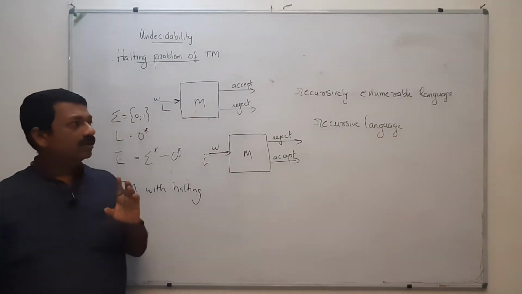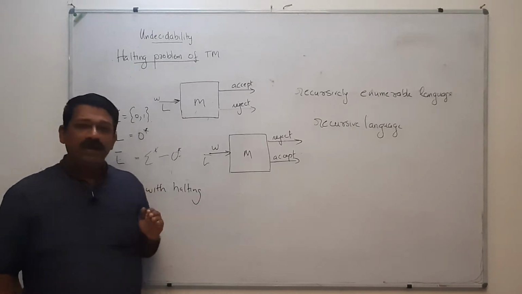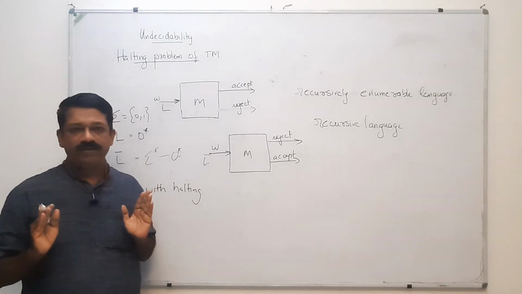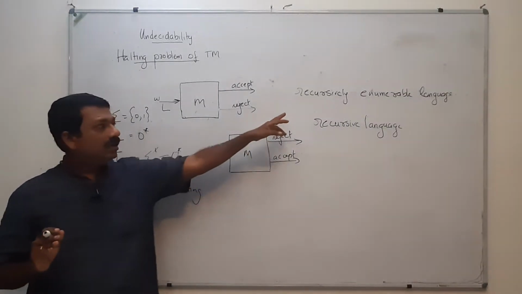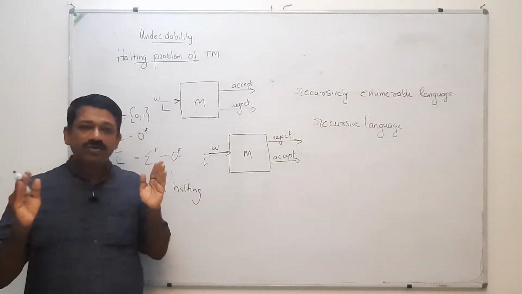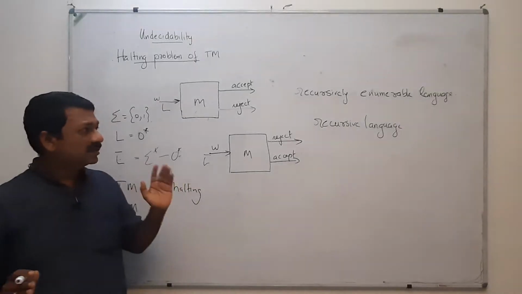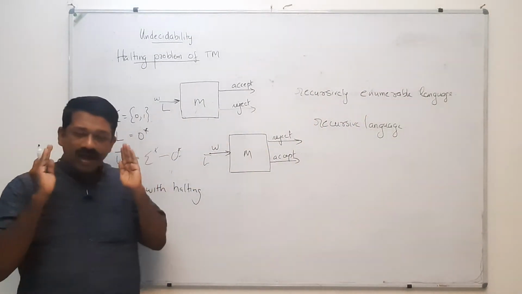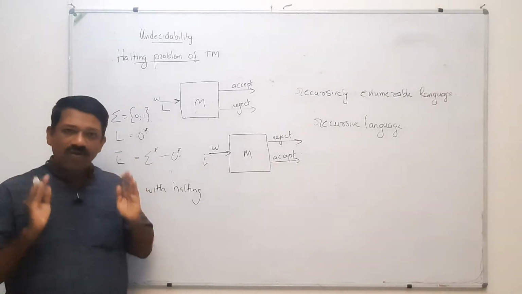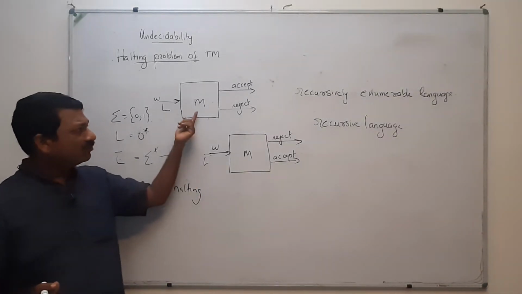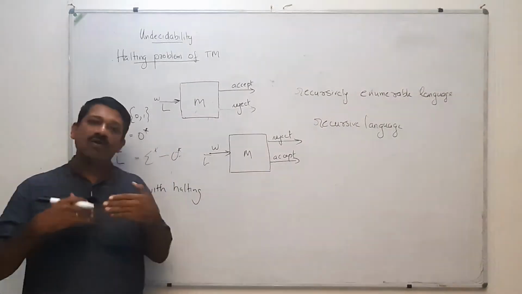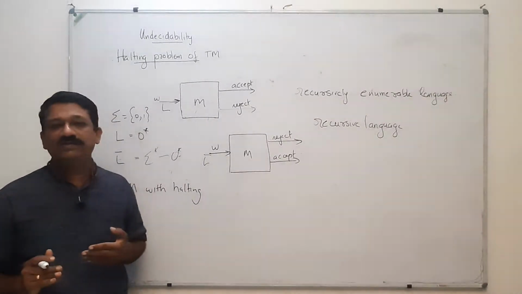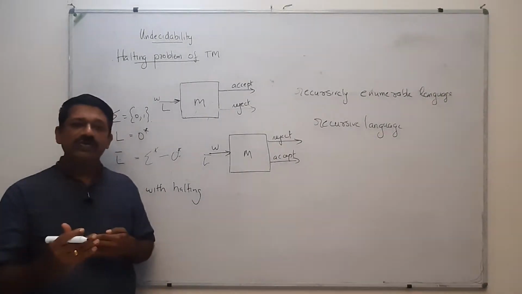One thing you should always remember: a language accepted by a Turing machine is recursively enumerable. If you have a Turing machine with a halting problem, such a Turing machine is accepting a recursively enumerable language. But if you have a Turing machine which is halting, in that case the same Turing machine can be used to accept its complement also. That means its complement is also recursively enumerable.